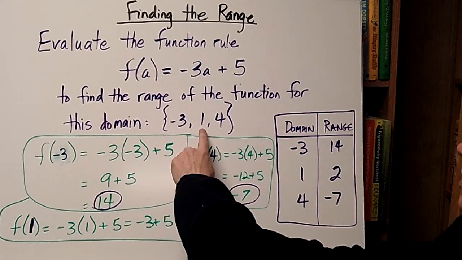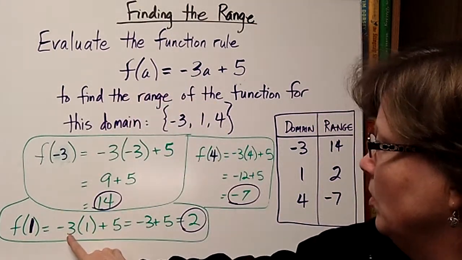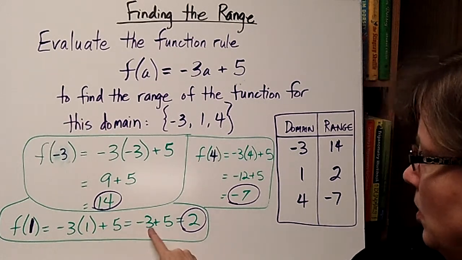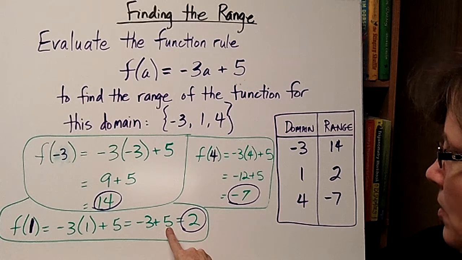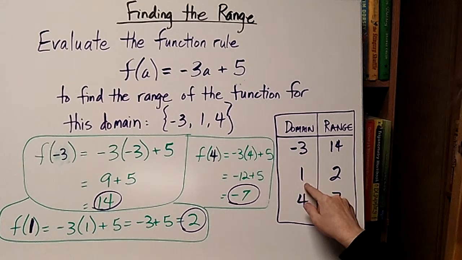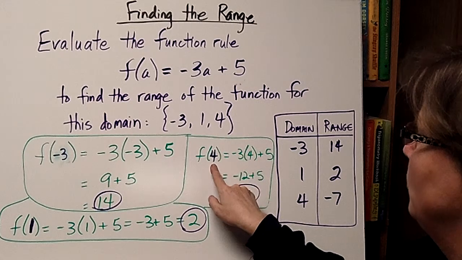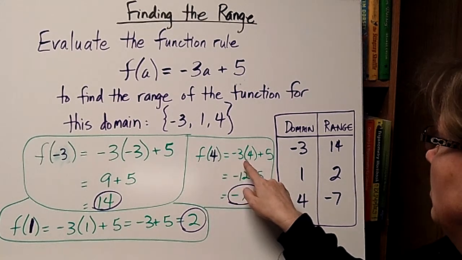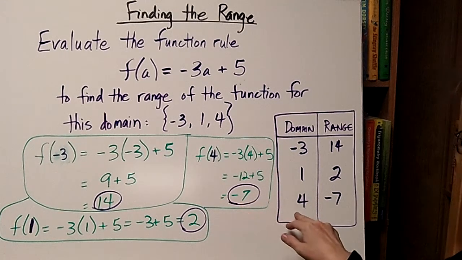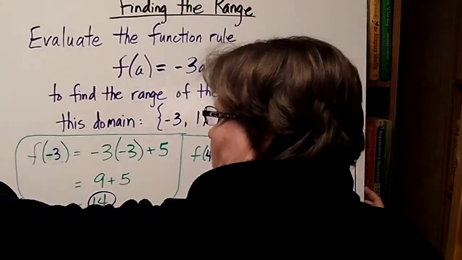So on this one now we're going to substitute in 1. The function of 1 for this rule will be negative 3 times 1 plus 5. So you have negative 3 times 1 is negative 3, plus 5 equals 2. Therefore, input 1, output 2. Then we do the same thing for the 4. Function of 4 is negative 3 times 4 plus 5 equals negative 7. Input 4, the machine spits out a negative 7.